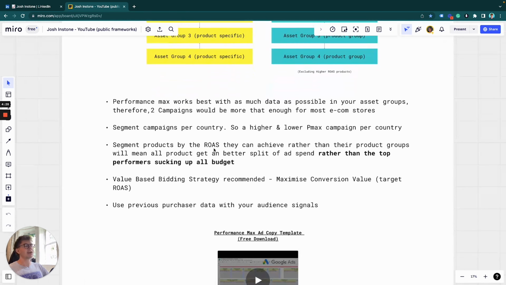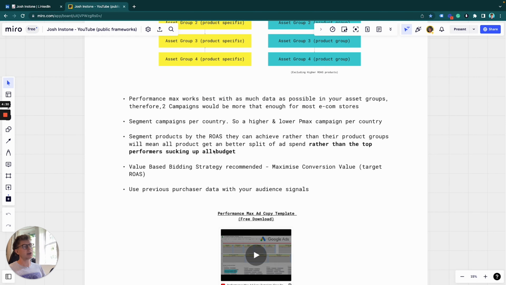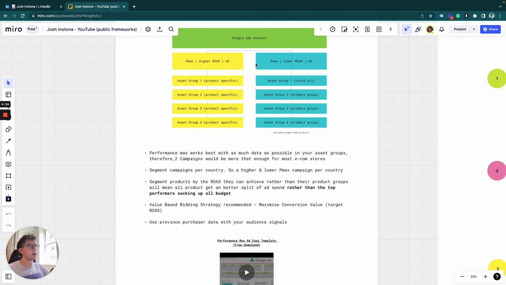So the next recommendation I have is to segment your campaigns per country. So for this example, we have a higher ROAS and a lower ROAS campaign within the UK. If we're serving in, say, the United States and Canada, I would have a higher ROAS campaign for the US and a lower ROAS campaign for the US as well. And I would also do this for Canada.